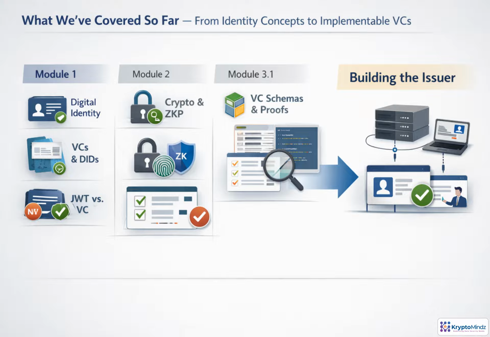At this point, you have the building blocks: identity models, VCs, DIDs, cryptographic proofs, schemas, and credential formats. The next step is to connect those concepts inside a working issuer service, the first backend component in our VC architecture.